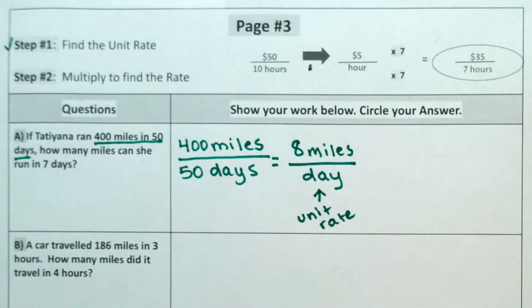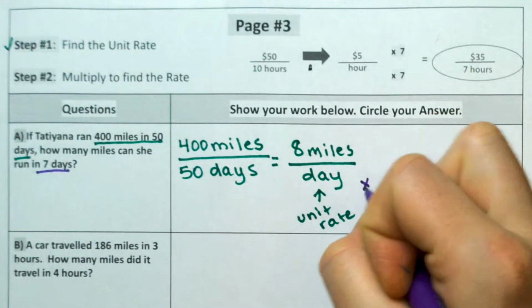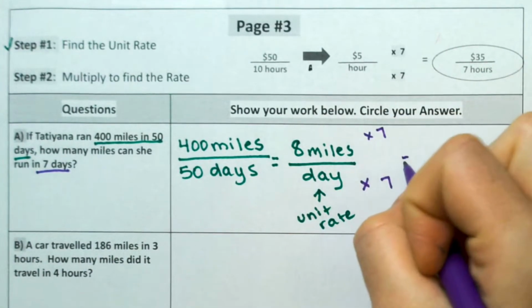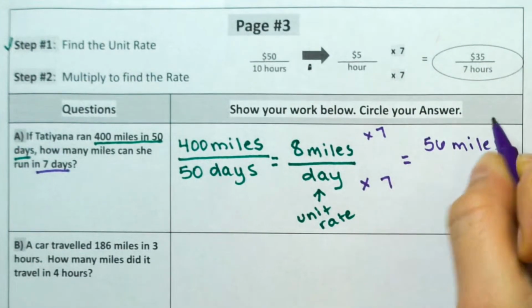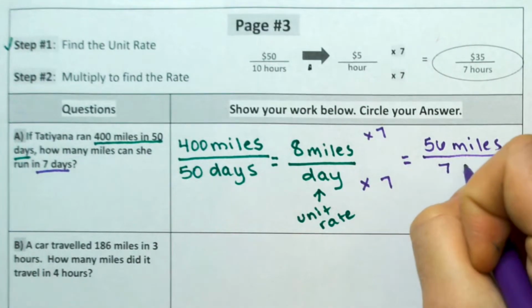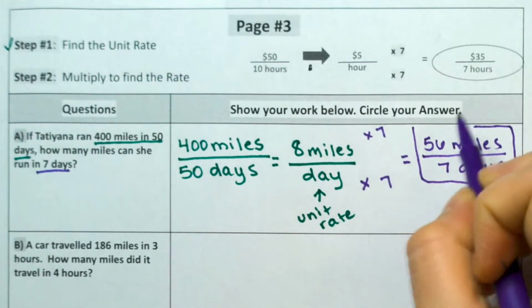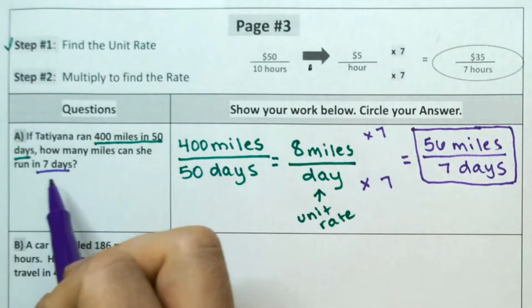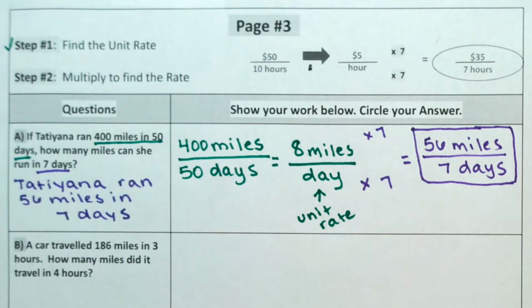Then we're going to multiply to find our rate. We want to know how far in 7 days. So I'll multiply both times 7. 8 times 7 is 56. We get 56 miles in 7 days. Then we can write a sentence. Tatiana ran 56 miles in 7 days. Complete the rest of page 3. Come back to the video when you're ready for page 4.